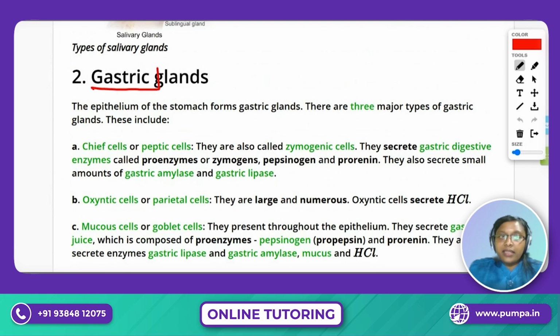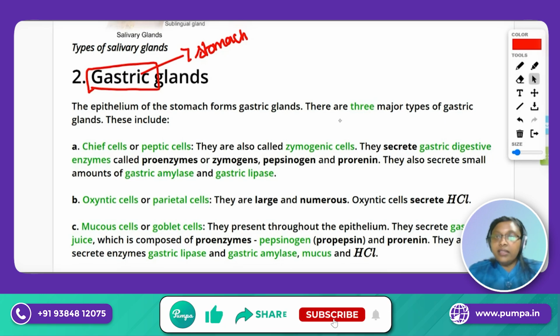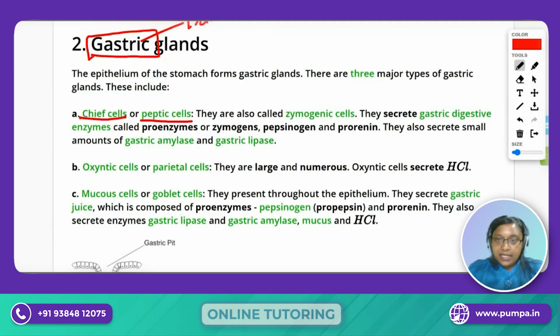The term gastric means something related to the stomach. Okay, children, a gastric gland is a gland present in the stomach. They have three important types of cells. The chief cells or peptic cells are known as zymogenic cells, and they will be secreting the digestive enzymes.